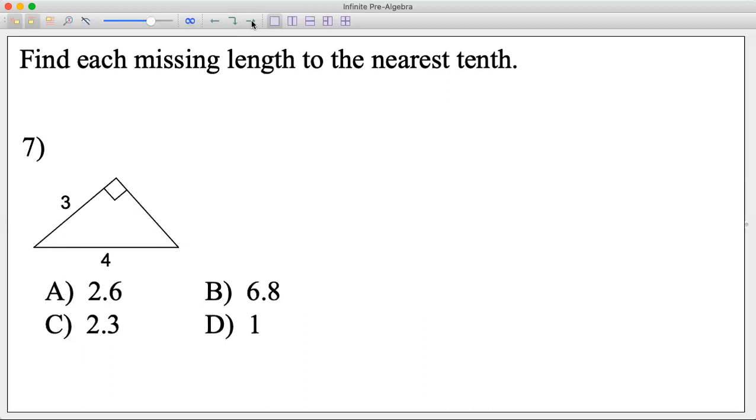In this chapter was the Pythagorean theorem. The Pythagorean theorem says the following: that if you have a right triangle, then a squared plus b squared equals c squared. There's one problem. C must be the hypotenuse. It must be the longest side, the hypotenuse. The hypotenuse is always opposite the right angle.